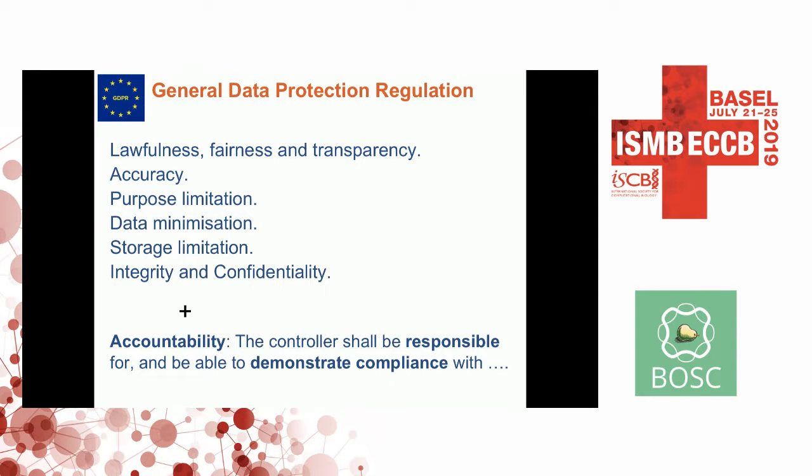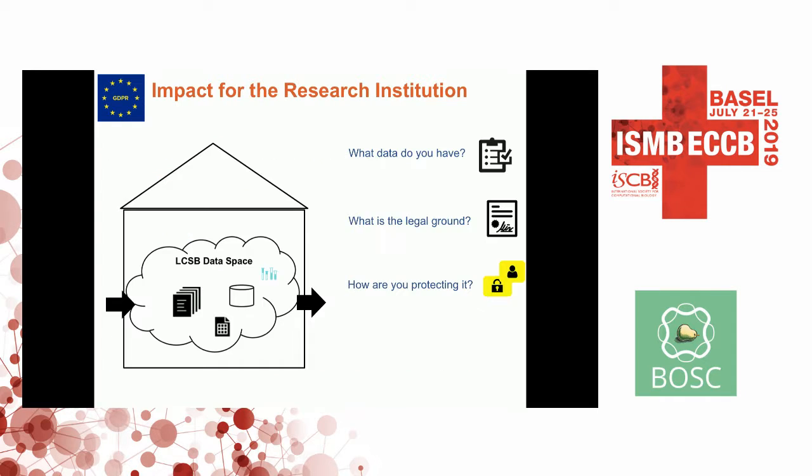So GDPR outlines all these 6 principles and then says you will be expected to demonstrate that you are compliant with these principles, and this is where our tool supports. So the controller, which is essentially in this case the research PI, is responsible for demonstrating that you are doing this in your work. So what does that mean for a research institution?